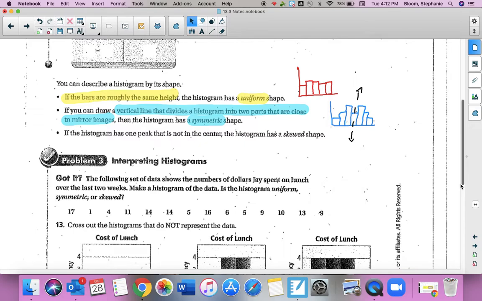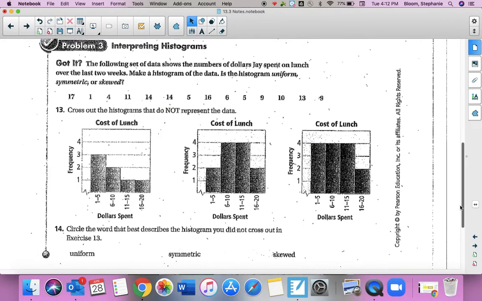And then the last one, it's skewed if it has like one peak that's not in the center. So if I have like this, maybe, that would be an example of a skewed histogram. Okay, so uniform, symmetric, and skewed.